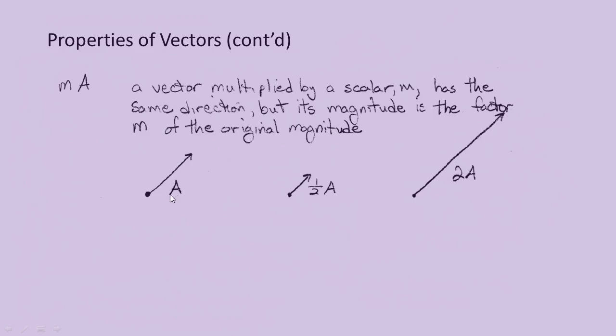So for instance, if we start with vector A and we multiply it by 1/2, the direction of the vector is exactly the same, but the magnitude is going to be half of the original vector. And that's represented by this length of the arrow being half the original length. Similarly, if we multiply vector A by 2, once again the direction is the same, but the magnitude is doubled, and we represent that by the length of the arrow doubling.